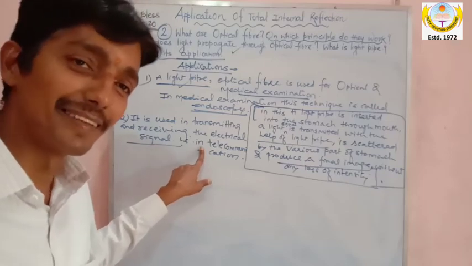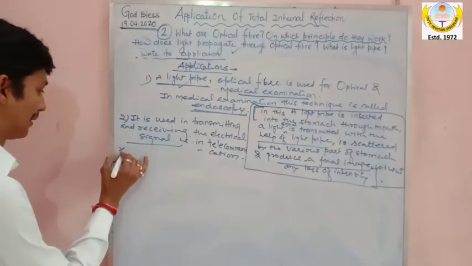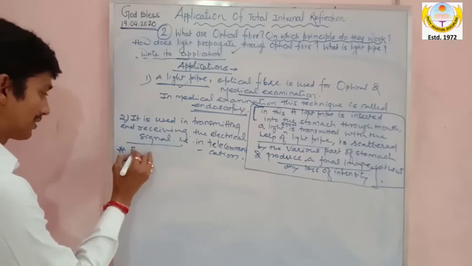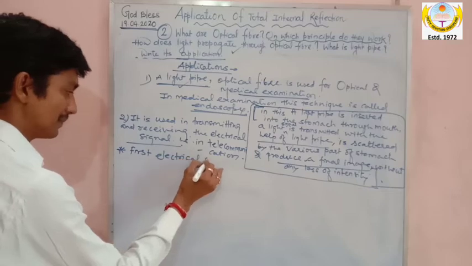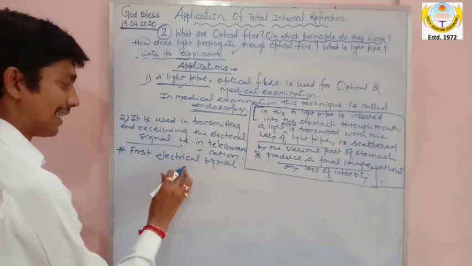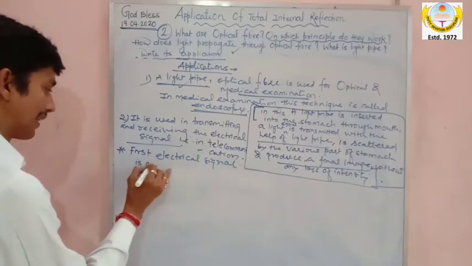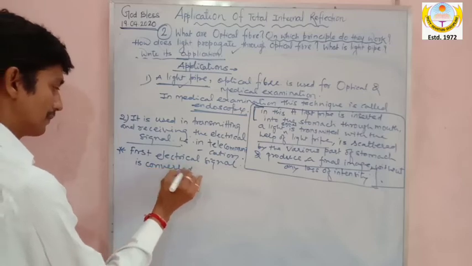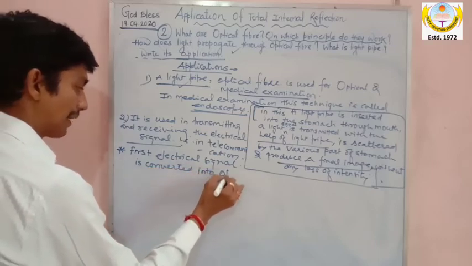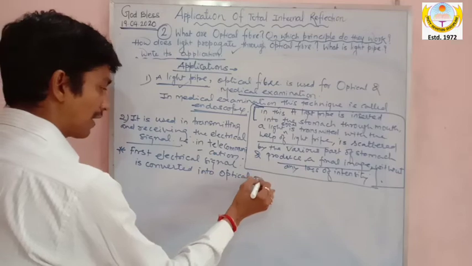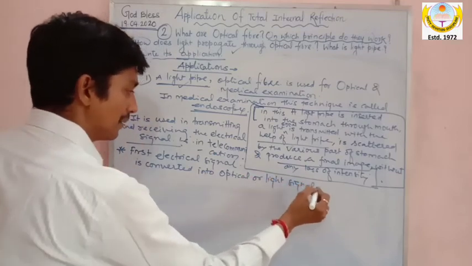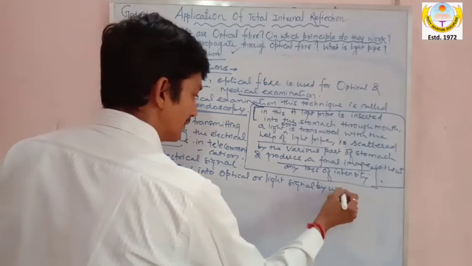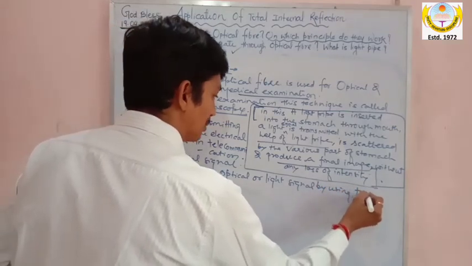So how is it? So my dear, here there is one statement. Please make a note of this. First, the electrical signal is converted into an optical or light signal by using, there is one word, transducer.